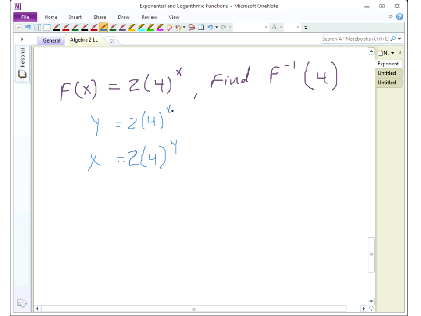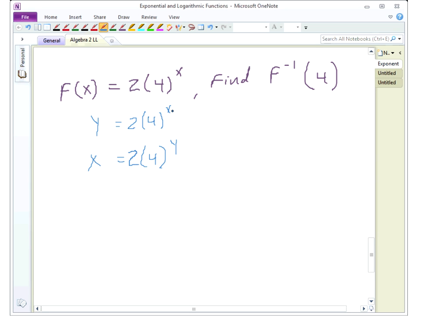Anyway, so x equals 2 times 4 to the power of y. Now, we have to get the y by itself. And these bases are definitely not the same. So this is going to be a handful to get the y by itself, probably, right? Well, that's what we have logarithms for.